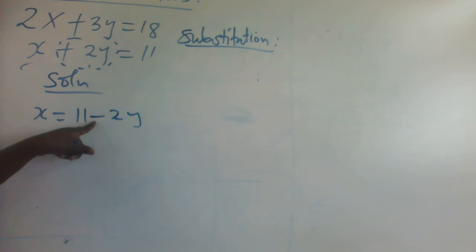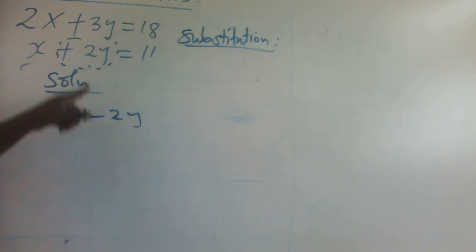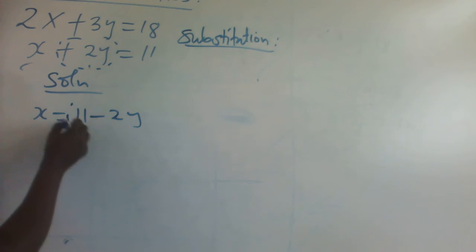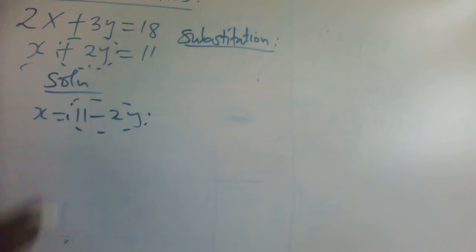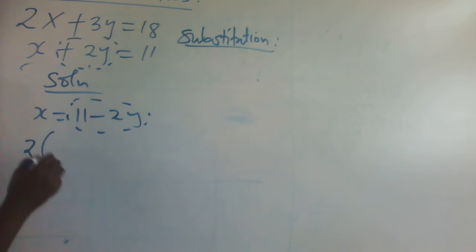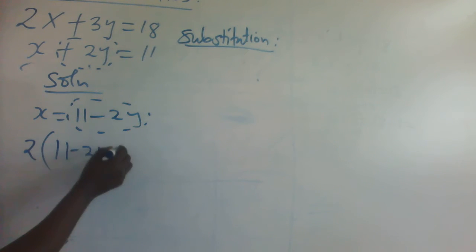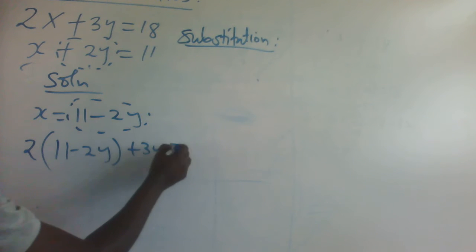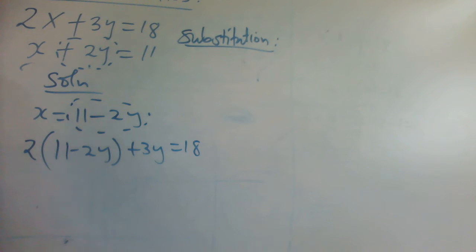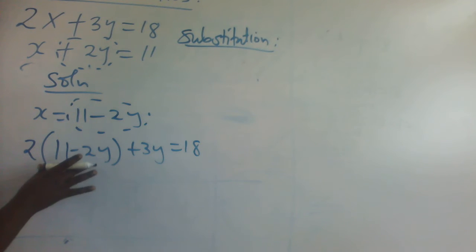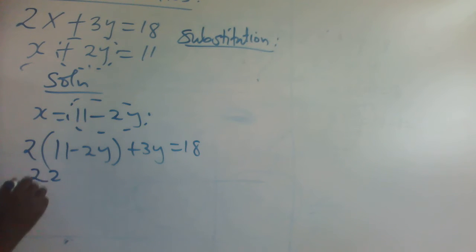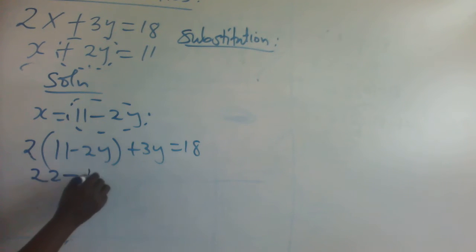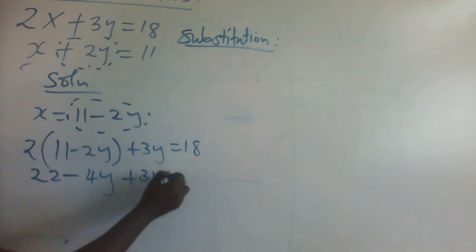Then substitute the value of x in the first equation. Substitute x equals 11 minus 2y in the first equation, and this will give you 2 times (11 minus 2y) plus 3y equals 18. Remove the brackets by multiplication. 2 times 11 gives you 22. 2 times minus 2y is minus 4y, plus 3y equals 18.